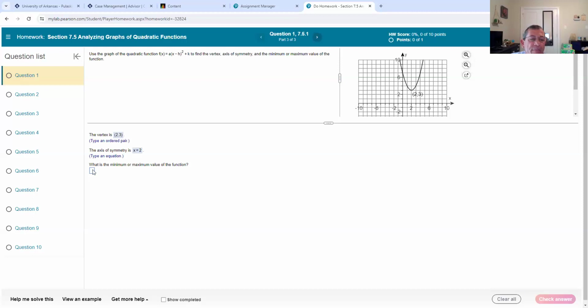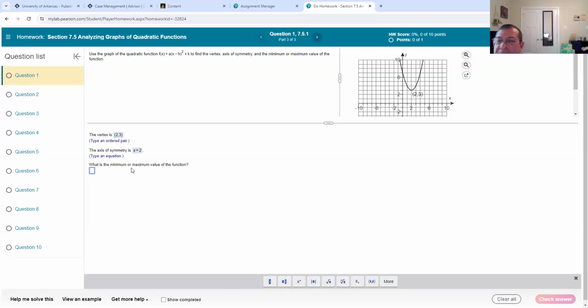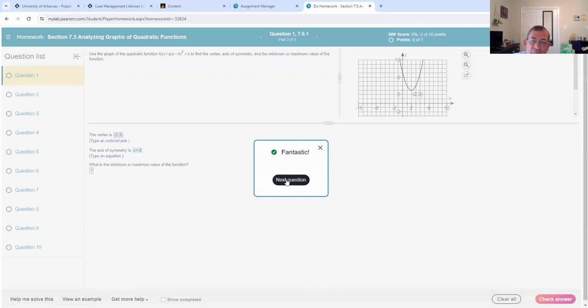Now, it doesn't matter whether we got a minimum or maximum, but since our parabola has a valley on it, it would actually be a minimum. But all they want is the minimum or maximum value of that function. Well, we said that was equal to the y value of the vertex. My y value was 3, so I would put 3 in there and check that answer, okay?